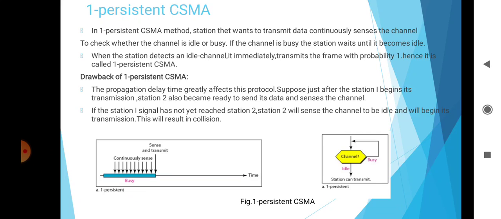Even if the propagation delay time is 0, a collision will still occur. If two stations become ready in the middle of a third station's transmission, then both stations will wait until the transmission of the first station ends, and then both will begin their transmission exactly simultaneously. This will also result in a collision.